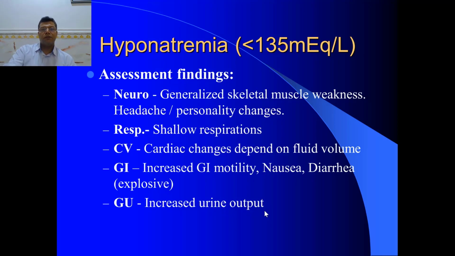Assessment findings: Neurological, generalized skeletal muscle weakness, headache, and personality changes. Respiratory, shallow respiration. Cardiovascular, cardiac changes depend on fluid volume. Nausea, diarrhea, explosive, and increased GI motility, increased urine output.